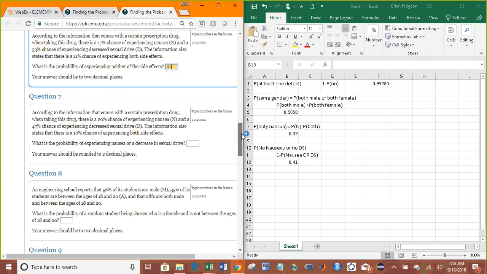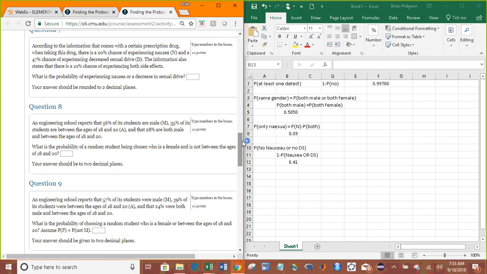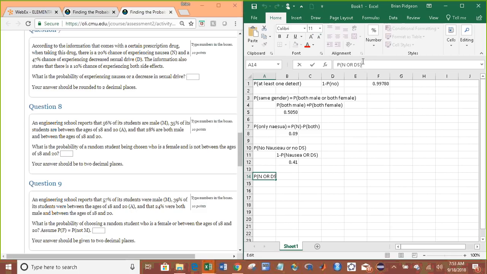According to the information that comes with a certain drug, 20% chance nausea, 47% chance of decreased sexual drive, and 10% chance of experiencing both. What is the probability of experiencing nausea or a decrease in sexual drive? Well, we've already found that. Probability of nausea or decreased sexual drive. I'll just do it again just so you can see it. This is going to be the probability of nausea plus the probability of a decreased sexual drive minus the probability that both happen. And we're given everything we need for this. We're given the fact that nausea has a probability of 20%.